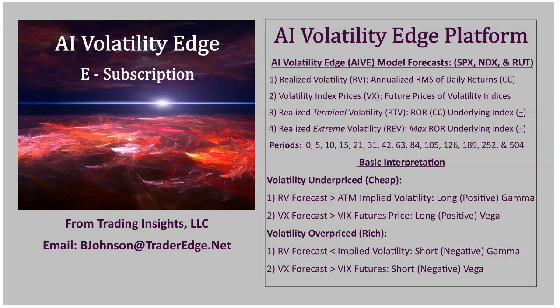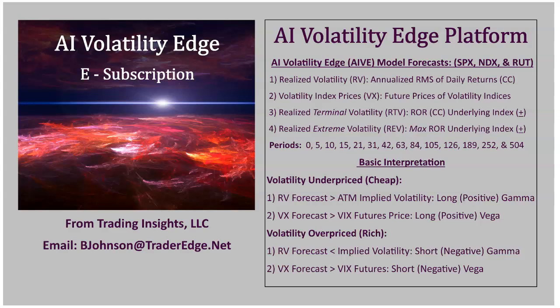So again, going back to realized terminal volatility, or RTV, if that number is calculated at 5%, or the forecast is 5% over the next 21 days, what that means is the model is forecasting a plus or minus 5% change in price of the underlying equity index. It's not directional, plus or minus, between now and 21 trading days into the future.